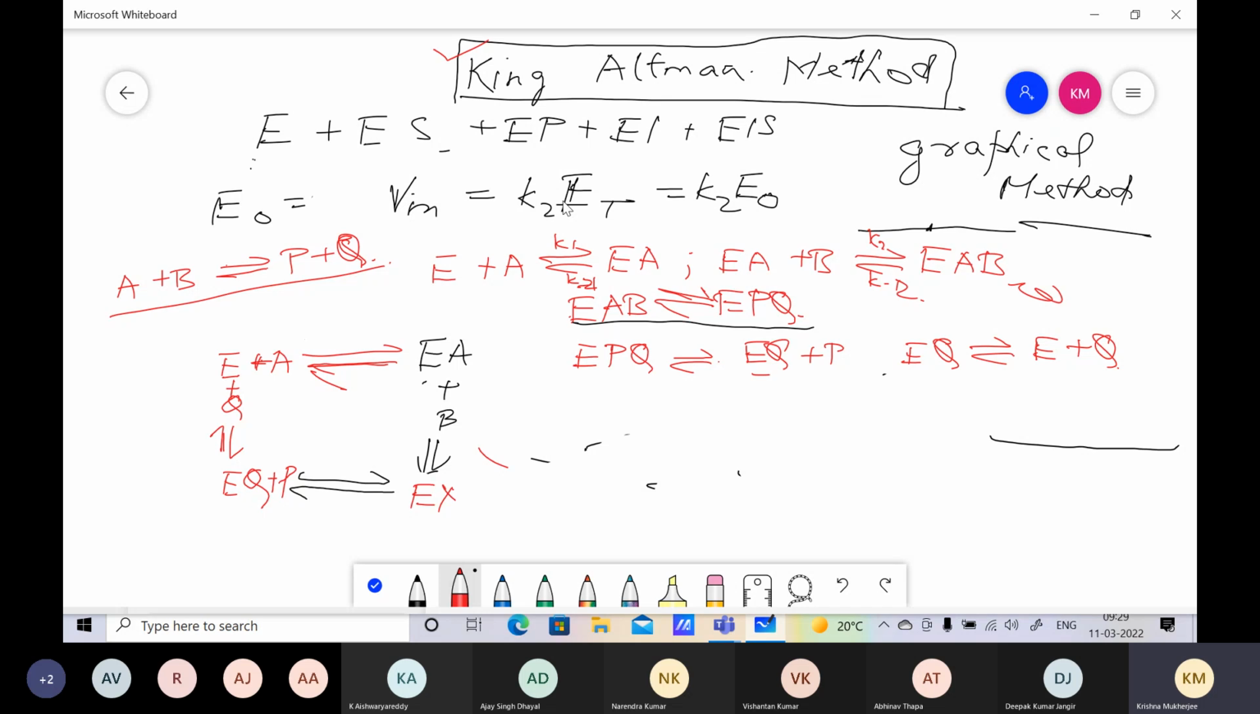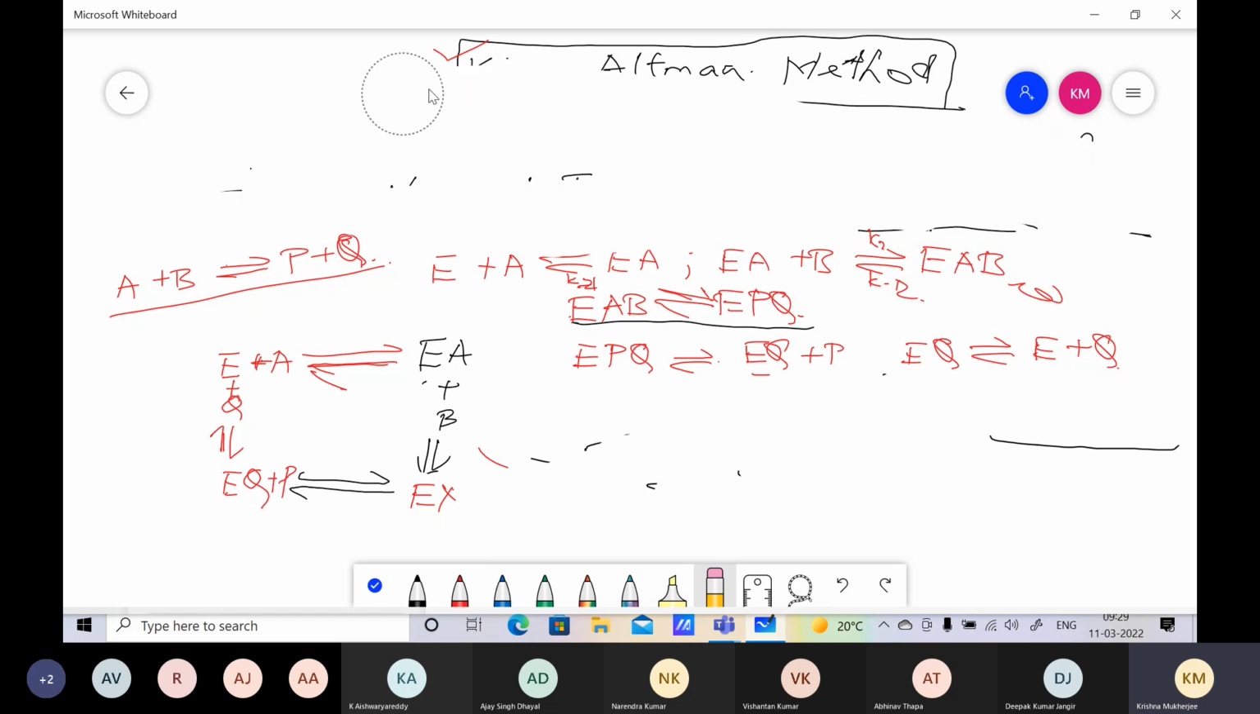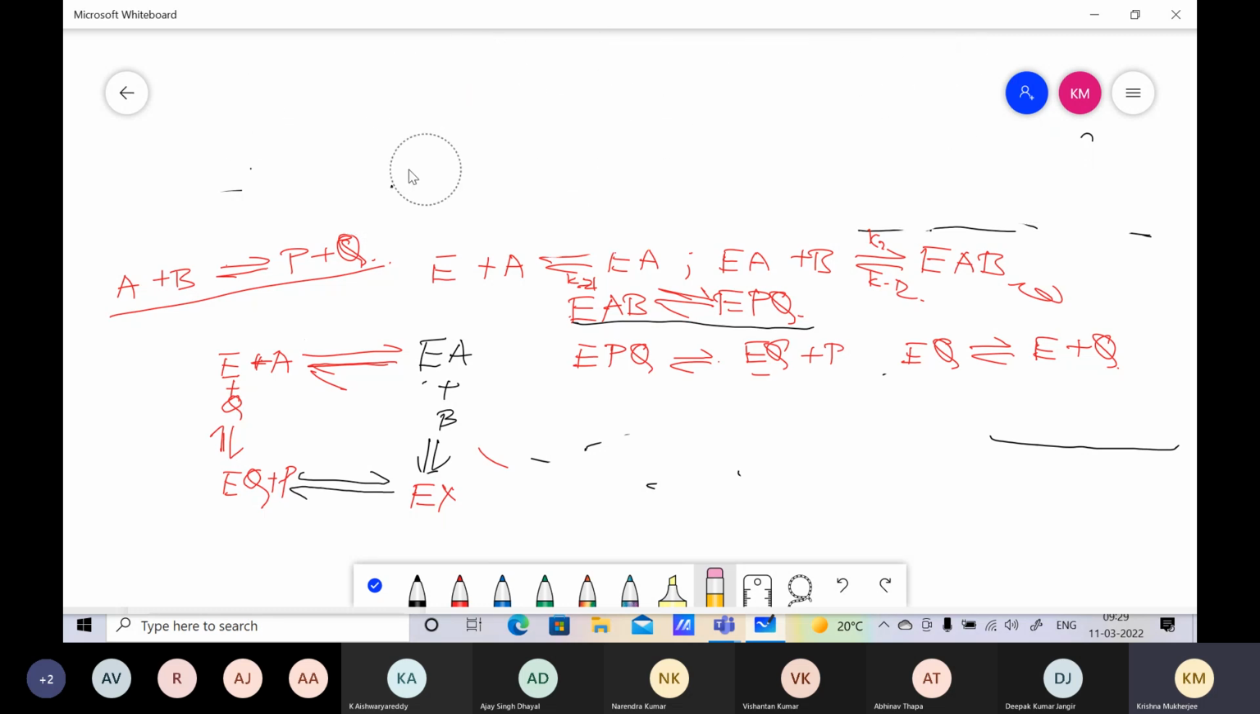Let me rub something out. Let me rub this part out. We are talking of King-Altman, so you all know that we are talking of the graphical method. Remember that this was very, very similar in many ways to this: E plus S gives ES, and EI and EIS, and this was going to give product. So this was E plus B, right? And so again, E plus S.